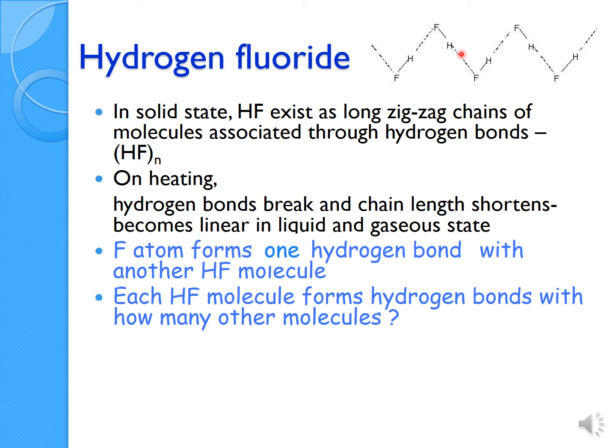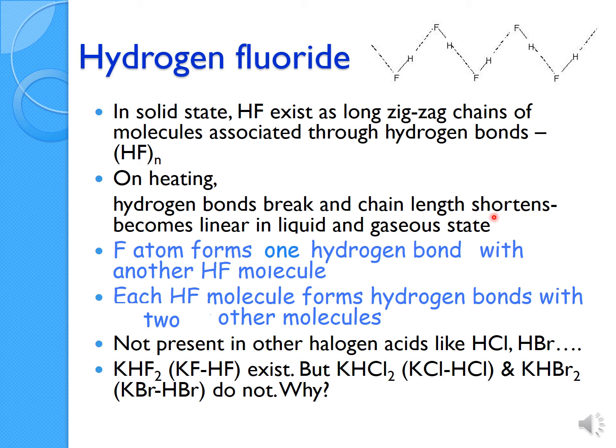How many hydrogen bonds will this HF molecule form in this chain? This HF molecule forms two hydrogen bonds. One is this bond, the second one is this bond. Right? So an HF molecule forms hydrogen bonds with two other molecules. Now please bear in mind, in this HF long chain, the fluorine atom forms one hydrogen bond with another HF molecule, and each HF molecule will form hydrogen bonds with two other molecules.